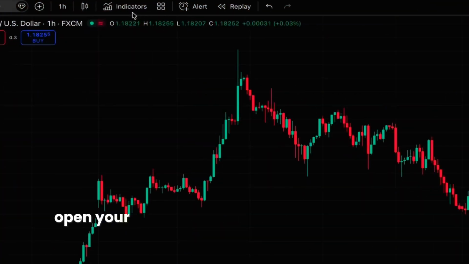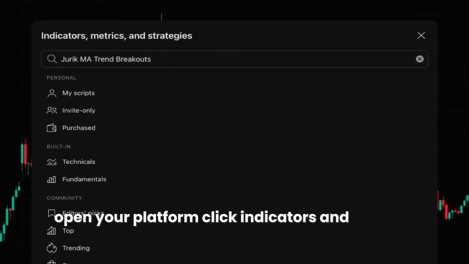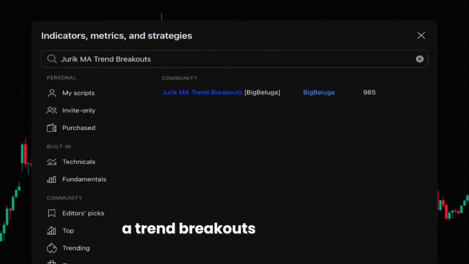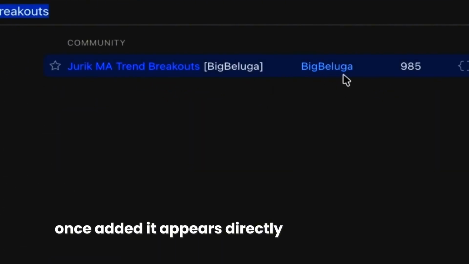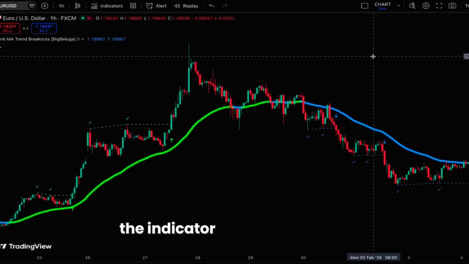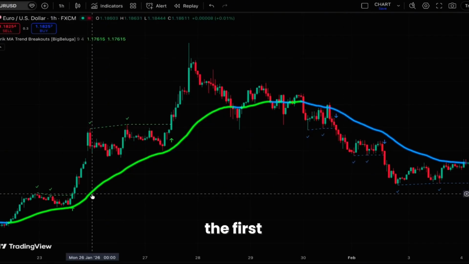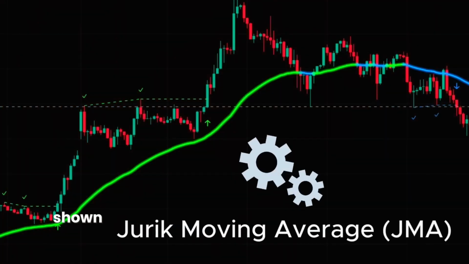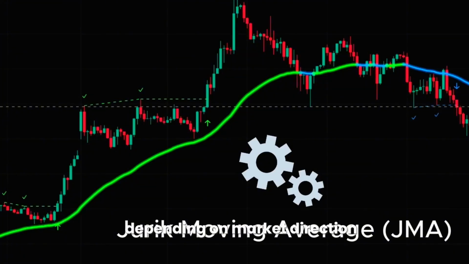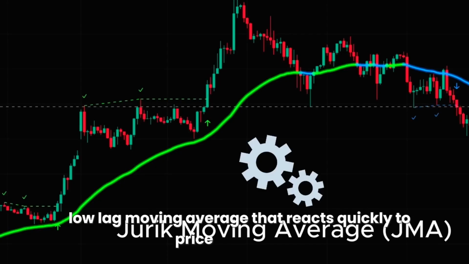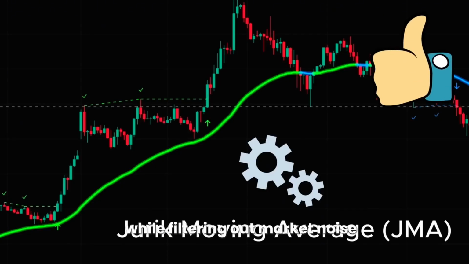Let's get started. First, open your platform, click Indicators, and search for Jurik MA Trend Breakouts by Big Beluga. Once added, it appears directly on your price chart. The indicator has two main parts. The first is the Jurik Moving Average, shown as a color-changing line that turns green or blue depending on market direction. It's a smooth, low-lag moving average that reacts quickly to price movements while filtering out market noise.